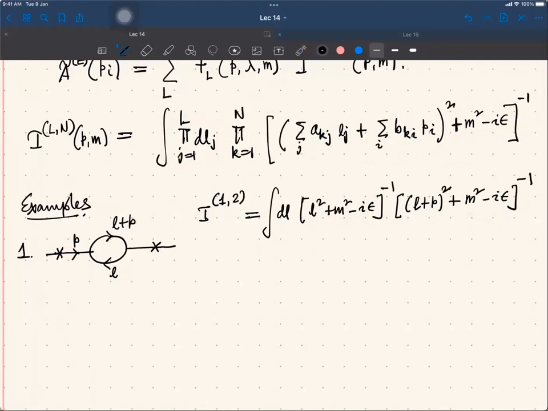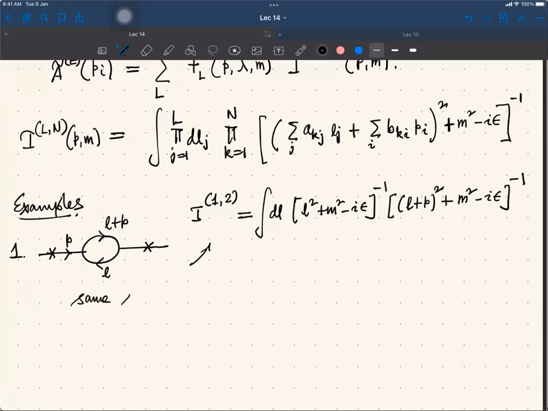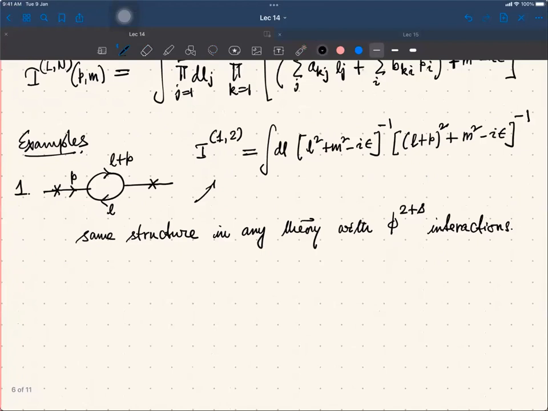This structure is the same in any theory with phi to the power 2 plus s interactions, because this one loop diagram is universally present in any.